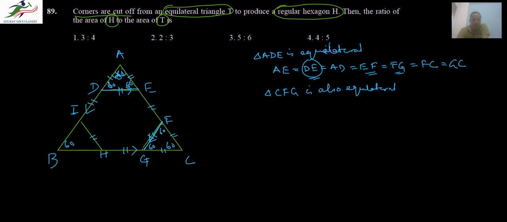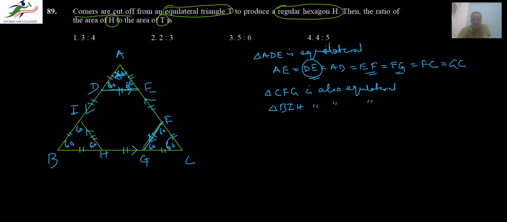And again in triangle BIH, we know that IH is parallel to AC, so therefore angle I is 60, which is corresponding to angle A, and angle H is 60, which is corresponding to angle C. So therefore triangle BIH is also equilateral. Therefore BH is equal to IH is equal to BI.